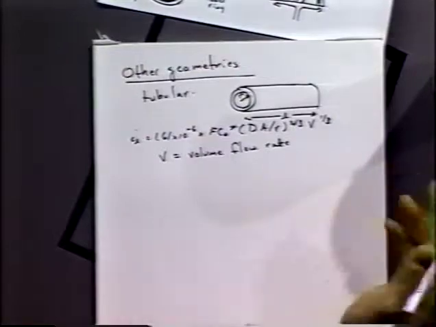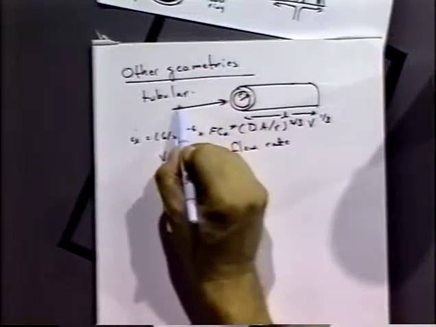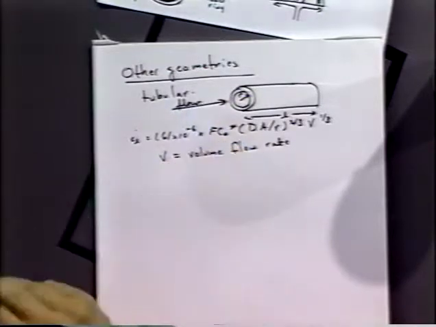Cubic centimeters per second, something like that. So we're flowing that material through. And as you can see, the faster we flow the volume, the higher the current is going to be.